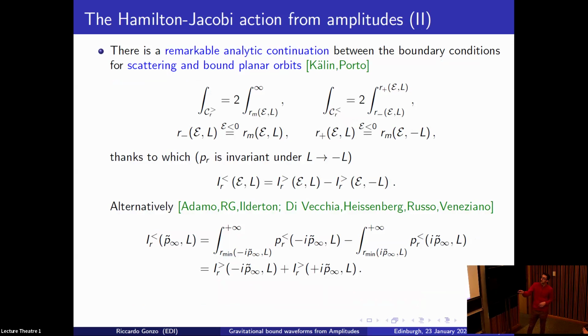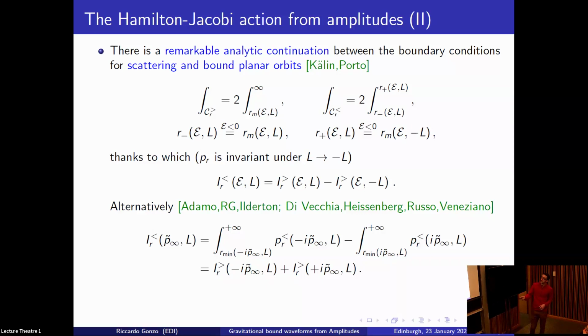And when you do bound orbits, you have two turning points, elliptic orbits. But the interesting part is that the two roots of the elliptic function are related to the same root in the scattering case. This is the big finding of this paper. And essentially, that's the only way you can find this analytic continuation.